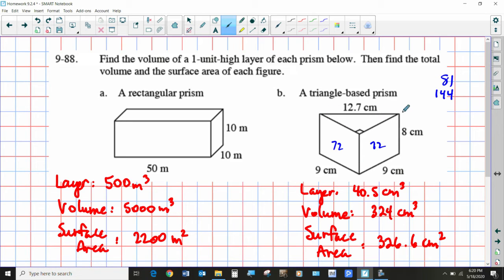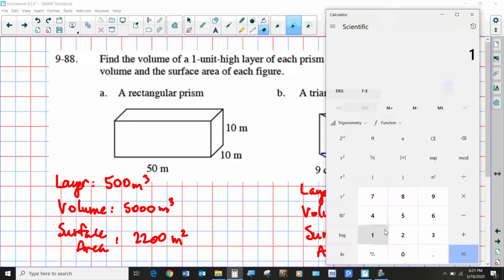Now the back one, what are the dimensions of the back face? 12.7 centimeters this direction and 8 centimeters this direction. So let me put this in there again. Get rid of the 72s, and that would be the back rectangle face. So I don't know what that is, so I'm going to use my calculator. 12.7 times 8 is 101.6.